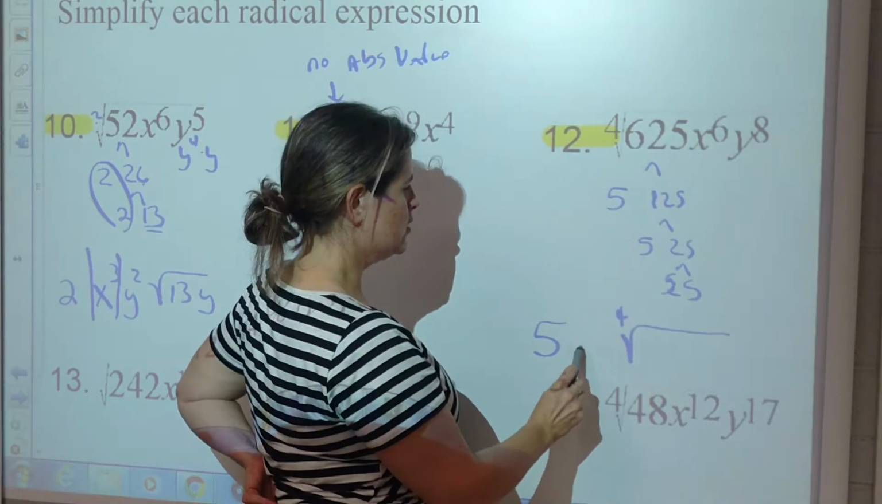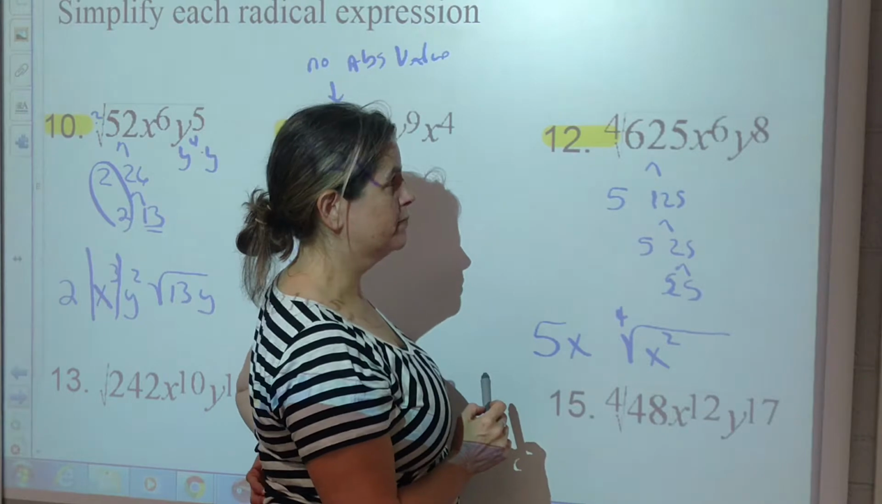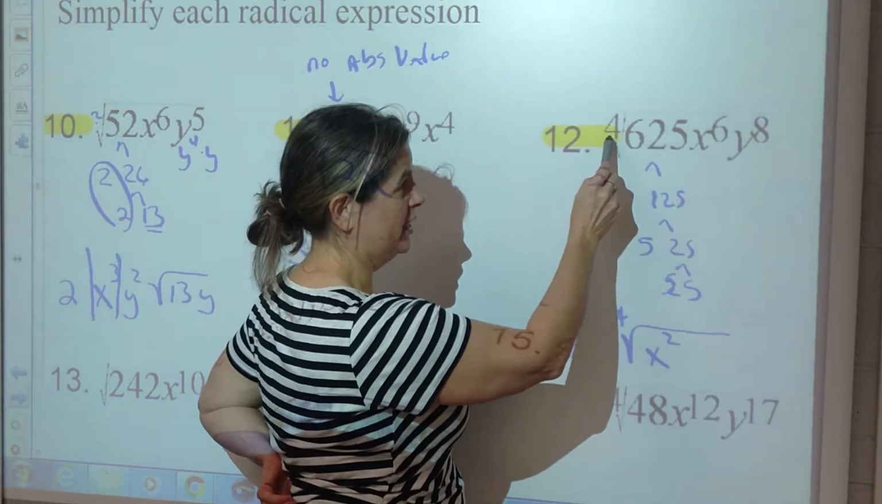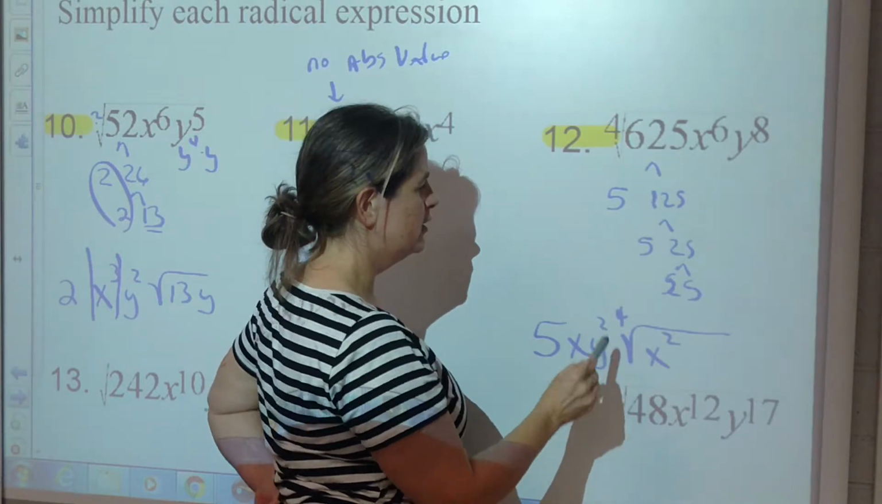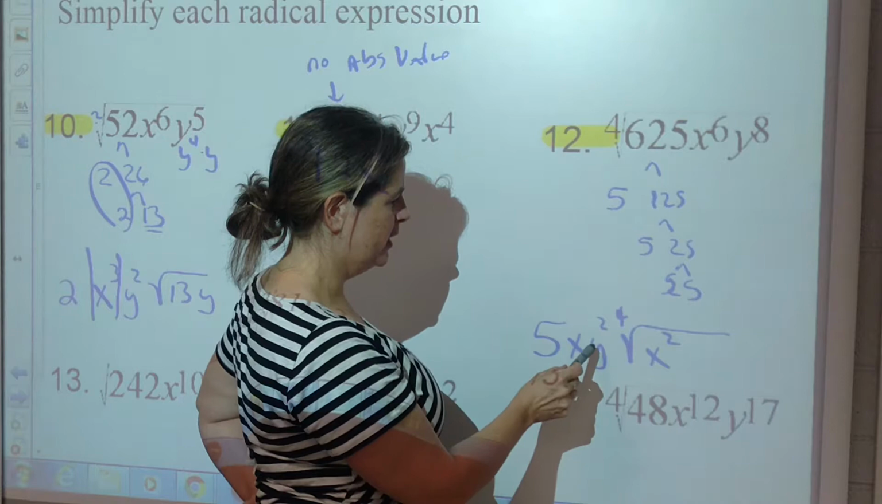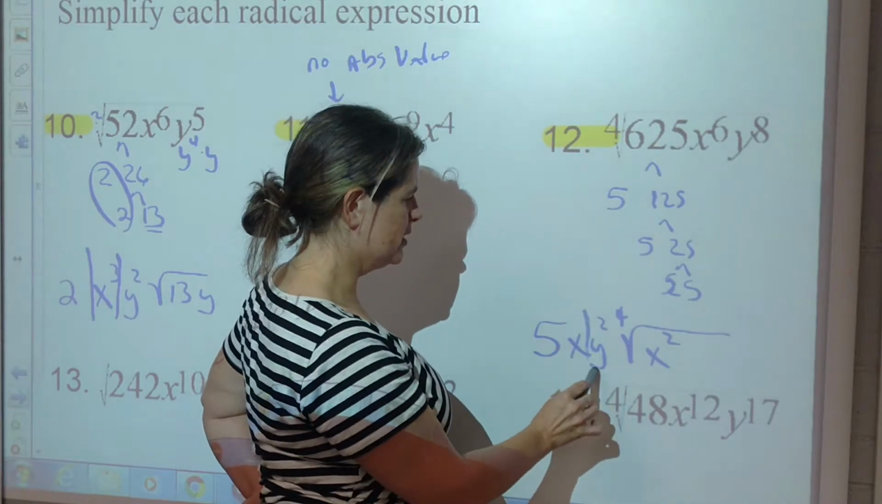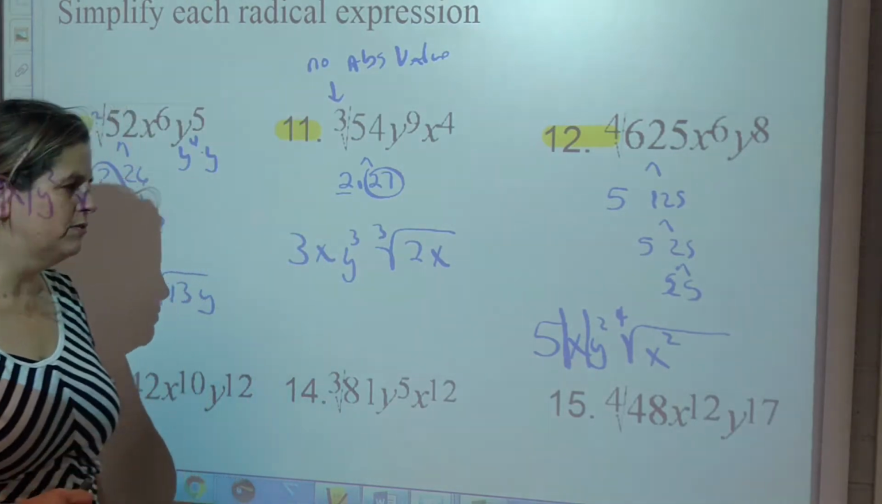4 will go into 6 1 time, and there's 2 x's left over. The index of 4 will go into 8 twice, so I get y squared. This is an even index, so I have to think about absolute value. Y squared is always going to be positive. That x is not necessarily, so the x needs to have absolute value.